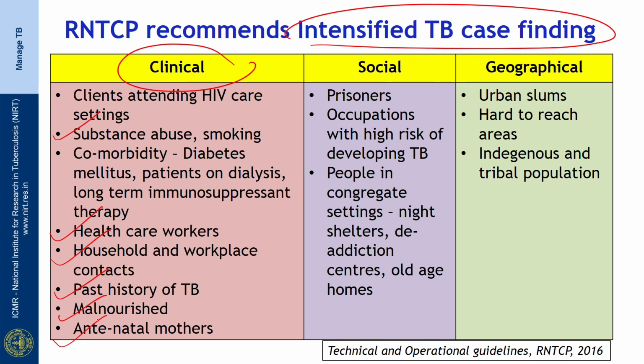mothers attending the clinics. There may be persons who are vulnerable to TB due to sociological reasons, which include prisoners, occupations with high risk of developing TB, people in congregate settings like night shelters, de-addiction centers, and old age homes, and because of the geographical scenario like urban slums, hard to reach areas, and indigenous and tribal populations.